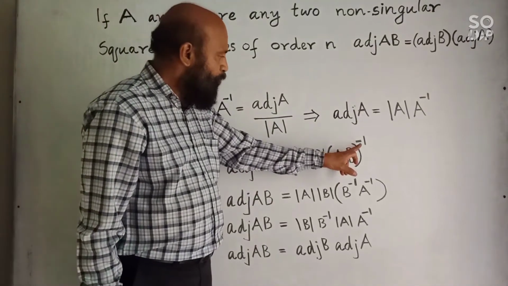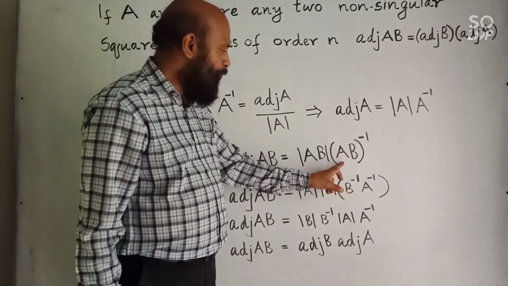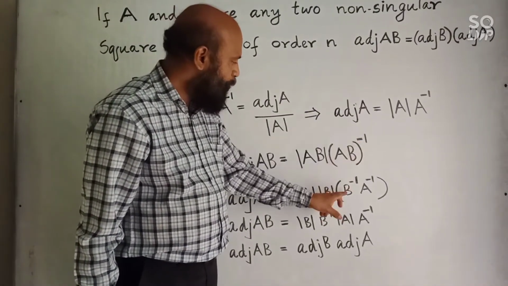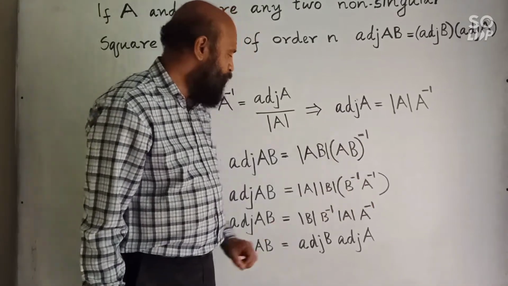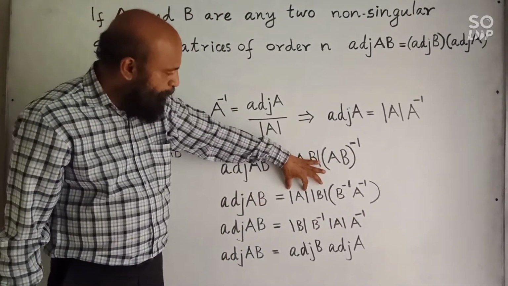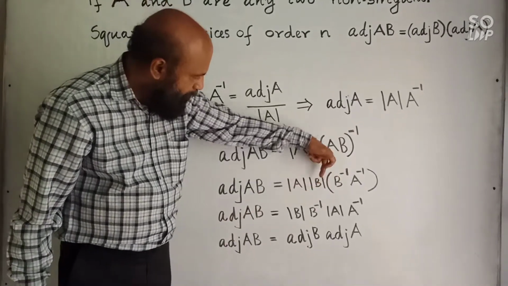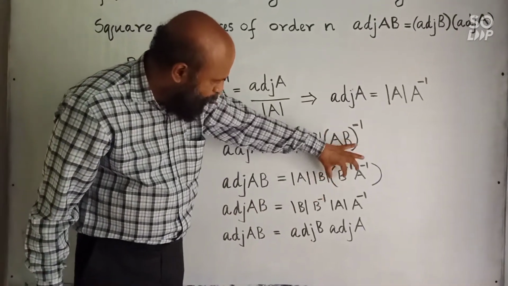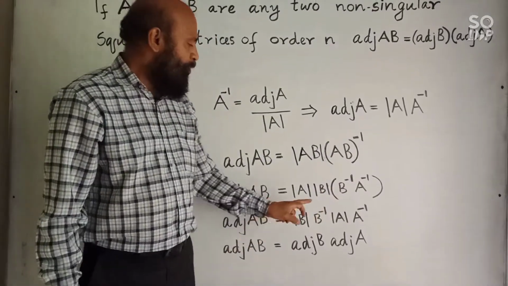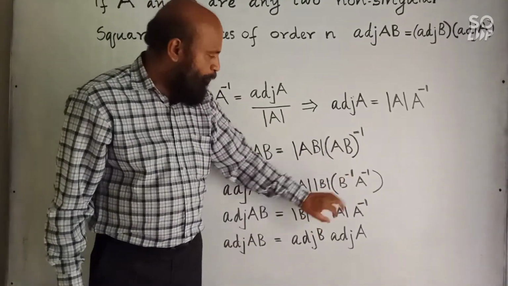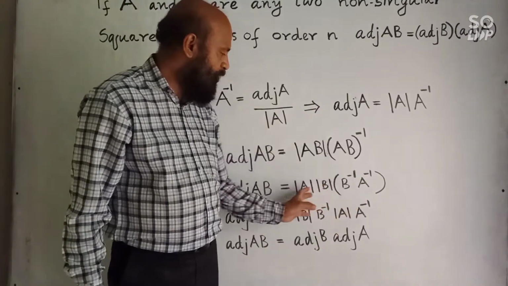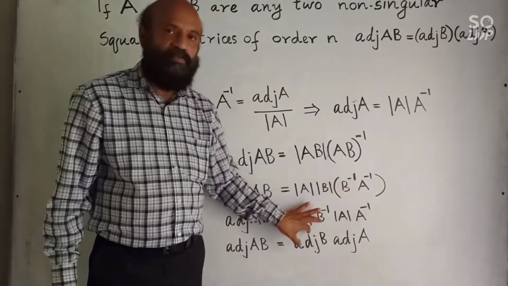Here we can use reversal law of inverses. AB inverse is B inverse into A inverse. Here determinant of A is a number, determinant of B is another number. So we can rearrange this. Determinant of B into B inverse into determinant of A into A inverse. This we can rearrange and get like this.